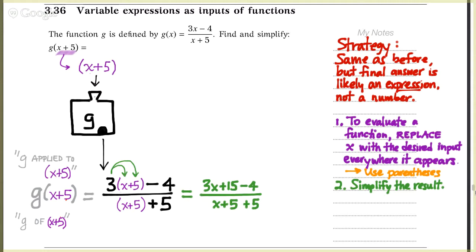And to finish simplifying, all we have to do now is combine whatever like terms that we have in the numerator and the denominator. Upstairs, our like terms are the 15 and the minus 4, which combine together to give me plus 11. And downstairs, the 2 plus 5s combine to give me plus 10.